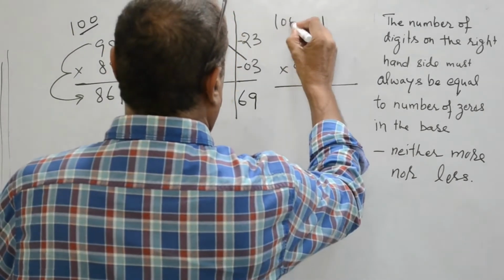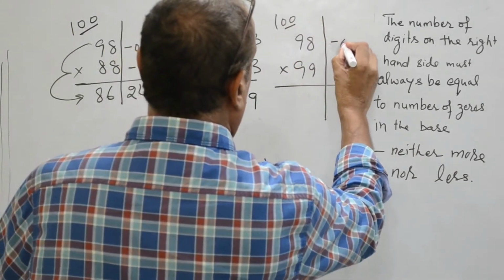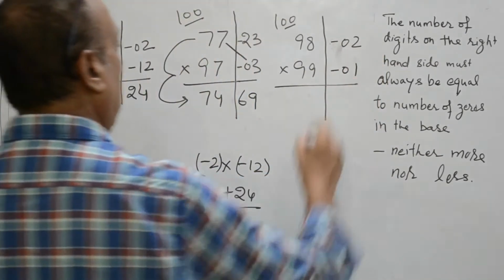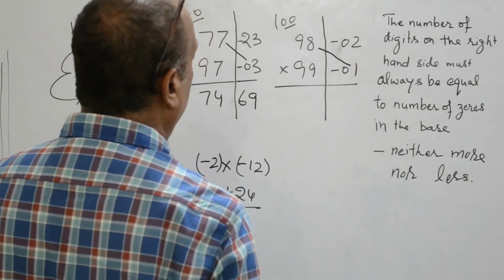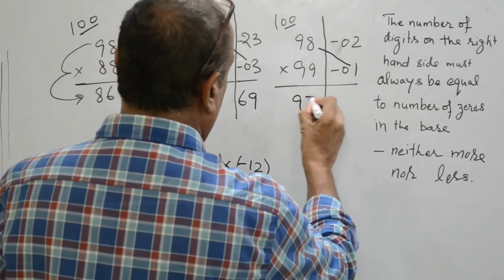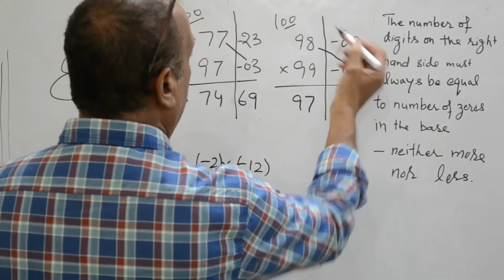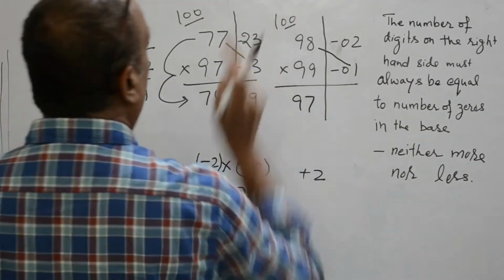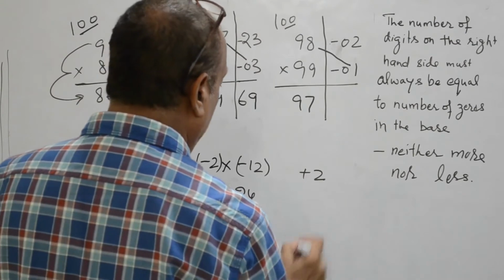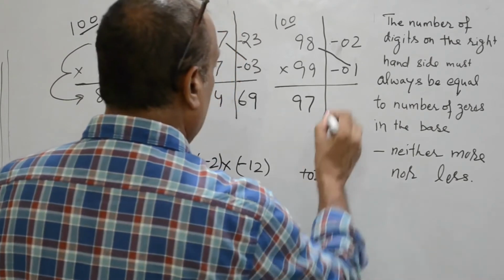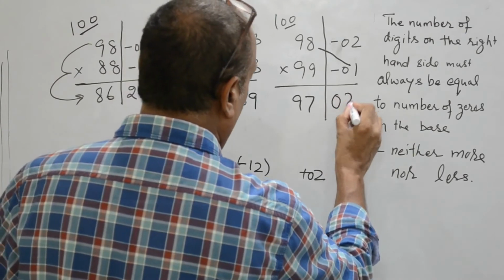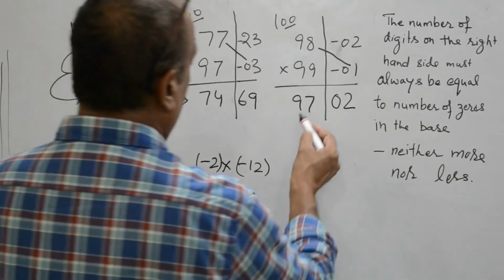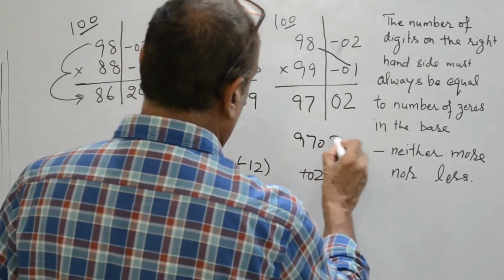Here this is 2 less than the base, this is 1 less than the base. So when we deduct 1 from 98, we get 97. When we multiply minus 2 by minus 1, we get plus 2. But there are two zeros in the base. So this 2 will be made as 02. So here we are going to put 02. The answer of 98 and 99 multiplication is 9702.